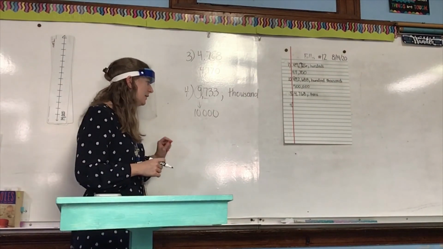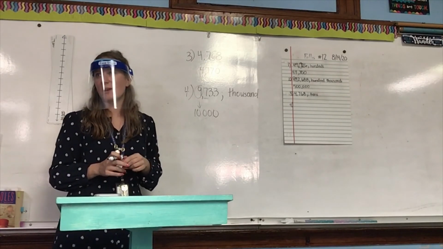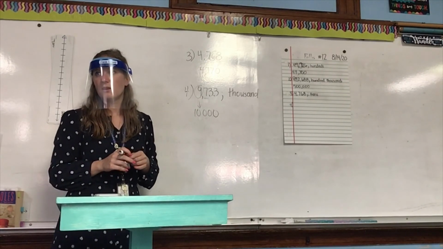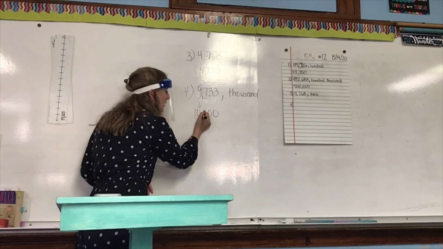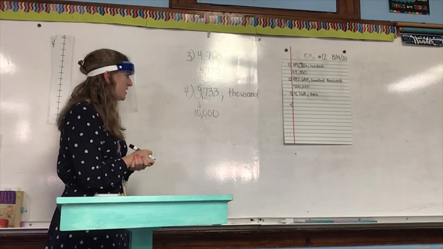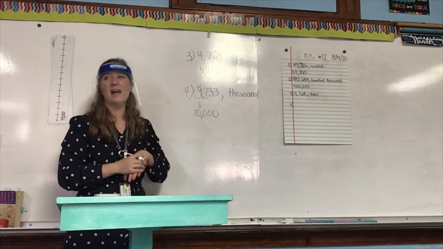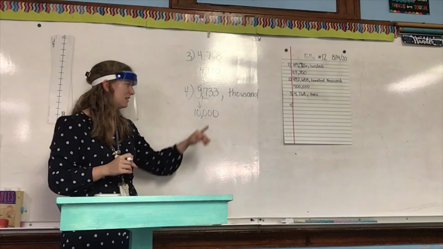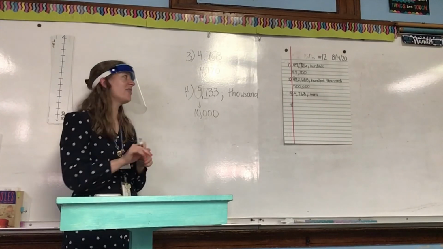So now, last thing, I need to place my commas. A comma goes every how many digits? 3. 1, 2, 3, comma, 1, 2. Don't need any more commas. So, Ethan, 9,733 rounded to the nearest thousand is 10,000.